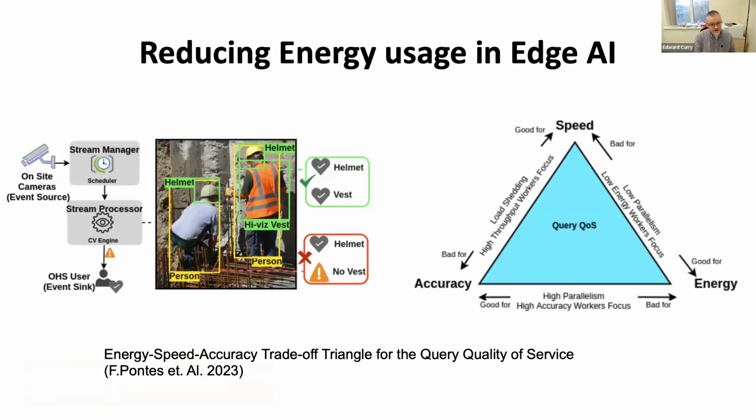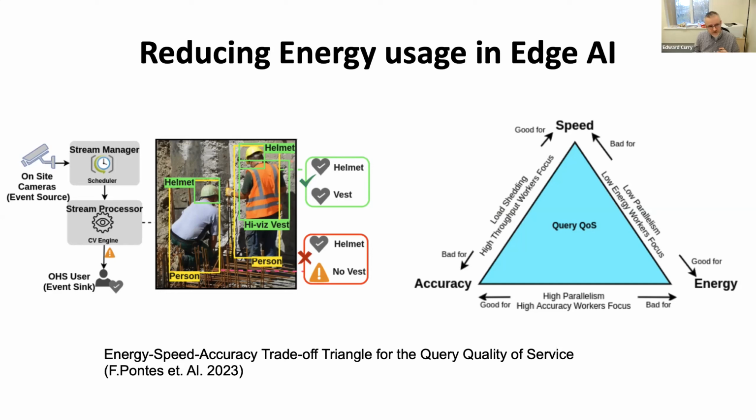And a good example of that, again, one of my students here, Felipe Pontius, is looking at edge AI. This is an example where we have an edge-based camera that has an AI processing node on it. And we're trying to identify safety conditions on a construction site. So in this example, we're making sure that all our people have all the appropriate safety gear. Are they wearing their helmets? Are they wearing their high-vis vests? And we can see here an example where one of the workers is not wearing that high-vis vest.